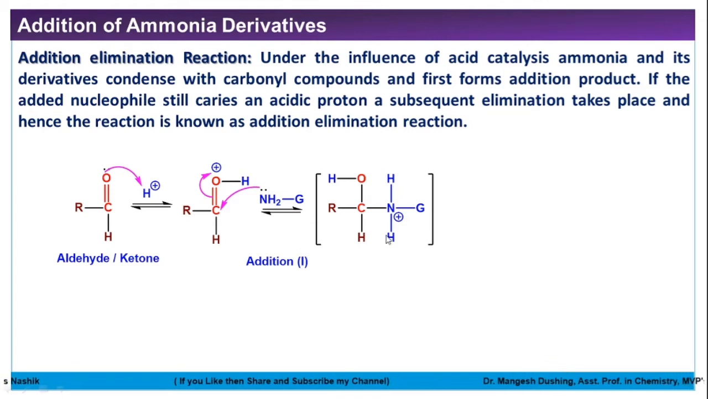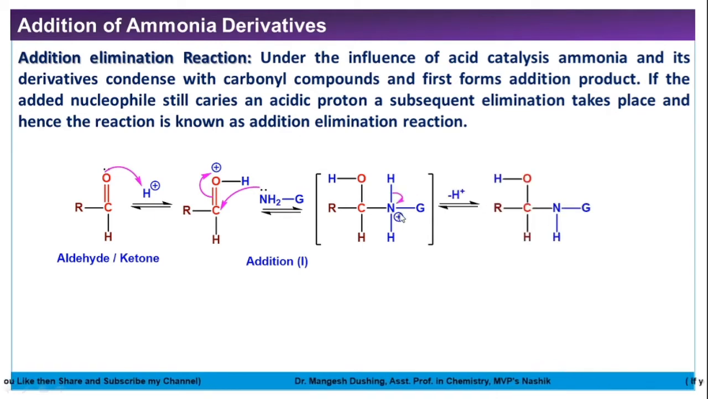This is somewhat unstable, so again a deprotonation will take place. One of the acidic protons will leave and this positive charge will be neutralized, so we will get this product. This is called a hydroxylamine, since a hydroxyl group is there as well as an amine group. Again, the nitrogen contains an acidic hydrogen, and on the alpha carbon there is a hydroxyl group. So there will be the elimination reaction. The first step is the addition reaction and the next is the elimination reaction.